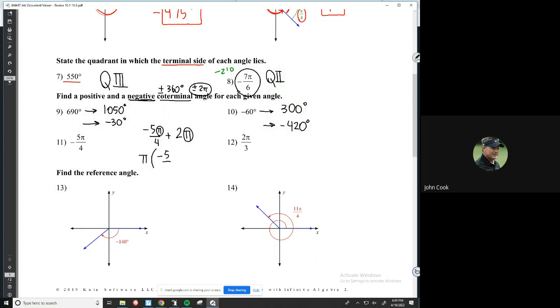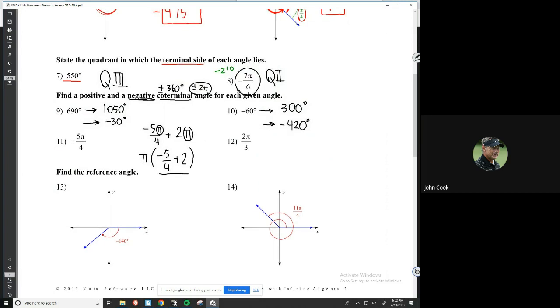I just do negative 5/4 plus 2. You do this on your calculator. That'll give you the fraction of pi that gives you the answer. So check it out. Watch this.